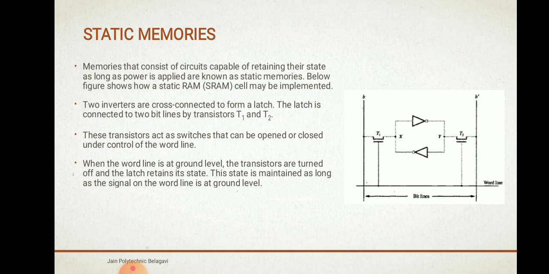Now this state is maintained as long as the signal on the word line is at the ground level. Suppose the word line is connected to the ground, so it is not connected to a battery. So T1 and T2 will be off, because it is not connected to a battery. It will be off as long as the word line is at the ground level. Now in between, if you connect the word line to a battery, then automatically the transistors T1 and T2 will get turned on, so it will change its state. So this is about the static memories.